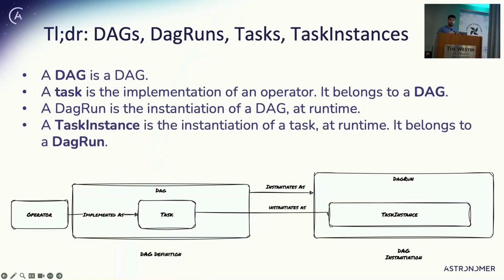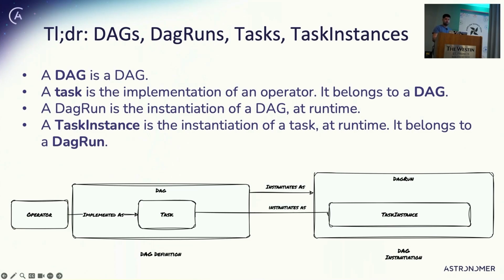Before we go further, I also just wanted to offer a quick primer of some important Airflow concepts. This is a diagram that I originally made for my talk last year, but it's still relevant today. So in a nutshell, a DAG is a DAG. A task is the implementation of an operator that belongs to a DAG. A DAG run is the instantiation of a DAG at runtime. And a task instance is the instantiation of a task at runtime, which belongs to a DAG run.